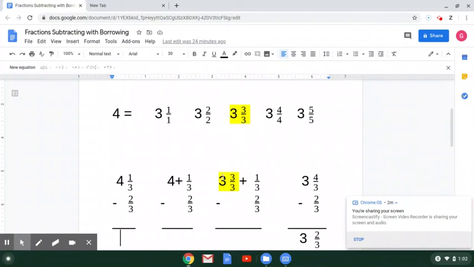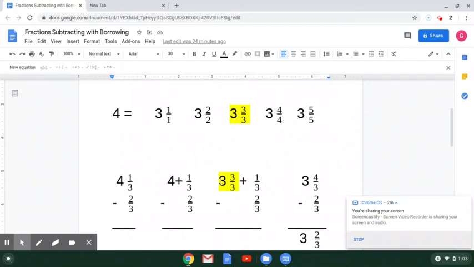So instead of writing 4 and 1/3 as the original problem called for, we're going to write 3 and 3/3, replacing the 4. But we have to remember that the 1/3 is there, right? Because we weren't just subtracting from 4, we were subtracting from 4 and 1/3. So we're changing the 4 to 3 and 3/3, and we're keeping the 1/3 for a minute. So we're consistent with our original problem, all right?